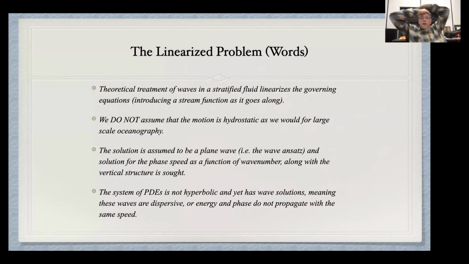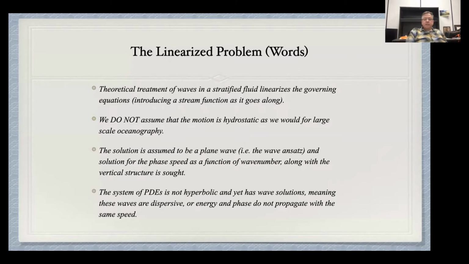So theoretical treatment of waves in a stratified fluid linearizes the governing equations. And in fact, most often it introduces a stream function from the grad dot u equals 0 condition as it goes along. And then it does not assume that the motion is hydrostatic, even though we do that quite often for large-scale oceanography. And then it assumes the solution is a plane wave, right? And it wants to solve for some kind of structure function, which we're going to label phi eventually, and the phase speed, right? So remember, the phase speed and the group speed are different things.